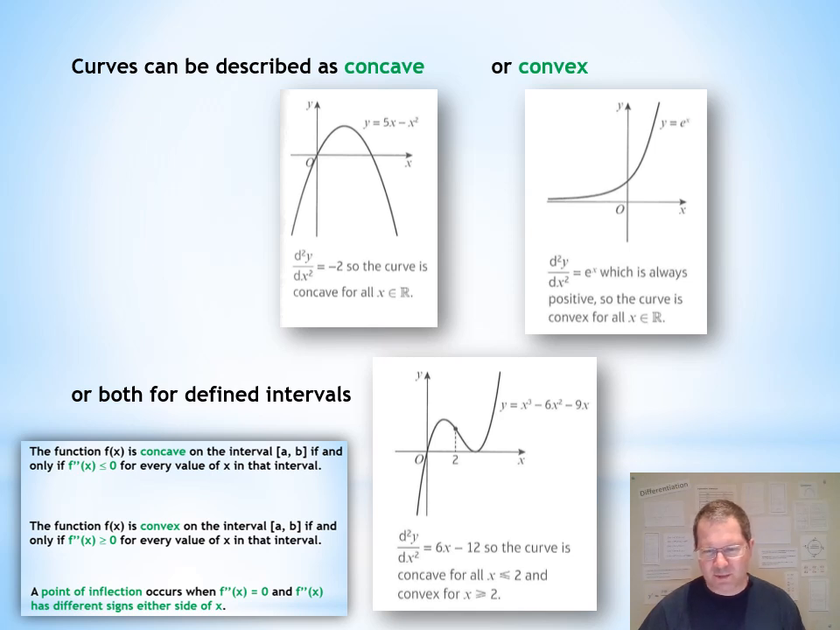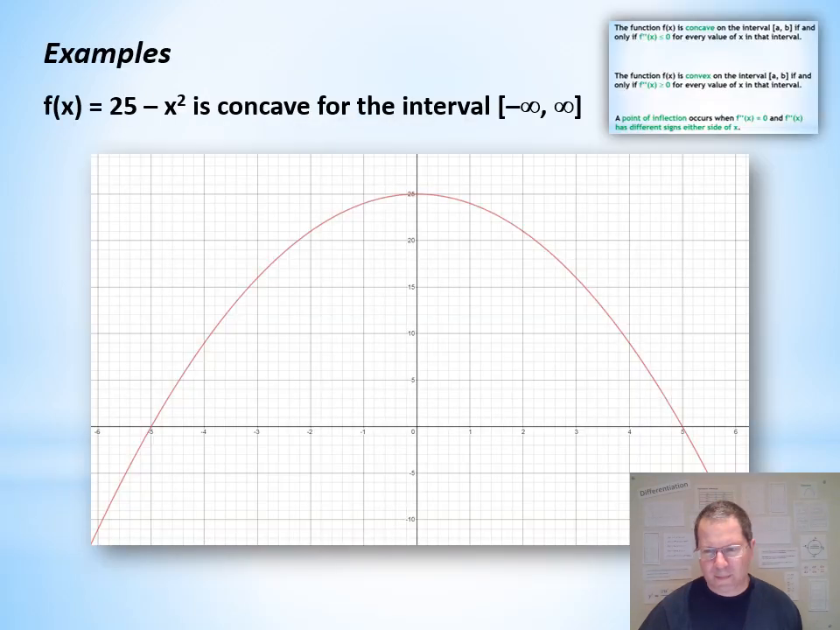Whereas our cubic at the bottom is sometimes concave, sometimes convex. We would describe it as concave up to the point labelled x equals 2 and convex from then onwards. If we differentiate the expression twice, we get 6x minus 12. So when x is 2, we get the second differential equals 0. So when x is less than 2, we get negative numbers. And when x is bigger than 2, we get positive numbers. So it's concave when x is less than or equal to 2 and convex when x is greater than or equal to 2.